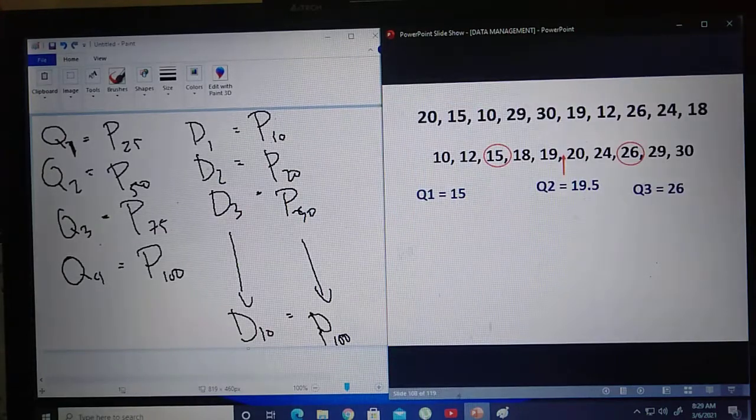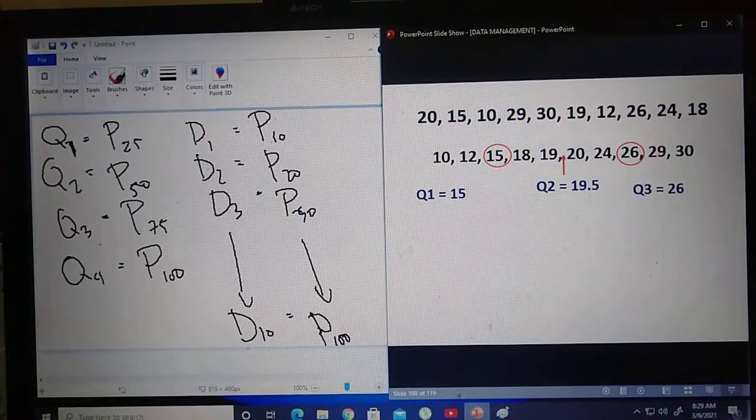Para makuha yung Q2, since sampling dito natin, we will get the mean of the data. So the mean is in the middle of 19 and 20, which is 19.5. So that 19.5 will serve as our Q2. So now, our data is now divided into two, lower numbers and higher numbers.